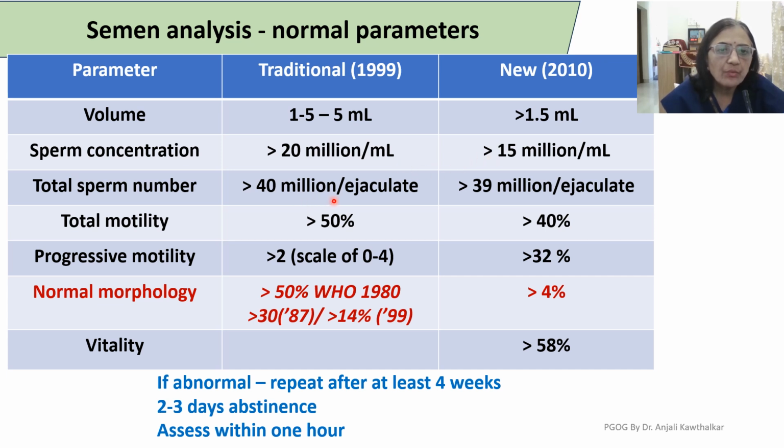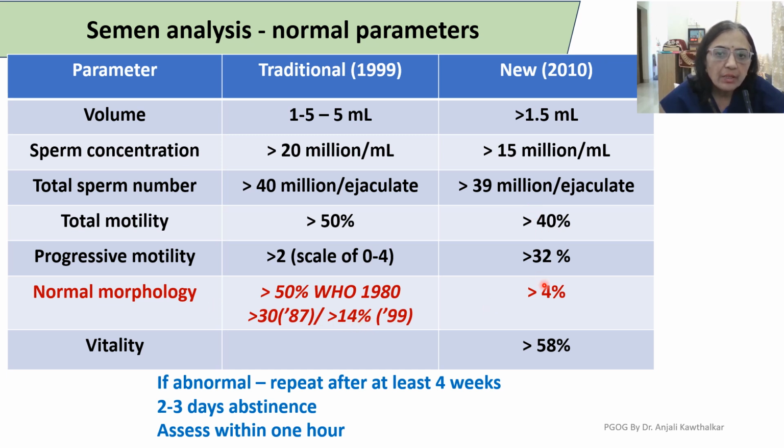Total sperm number, previously greater than 40 million per ejaculate, is now greater than 39 million per ejaculate. Total motility greater than 50% or 40%. Progressive motility greater than 2 on a scale of 0 to 4, or 32% showing progressive motility, is considered normal. The major difference is here, normal morphology. Previously, it was more than 50% should be normal in the WHO recommendation of 1988. In 1987 it was brought down to 30, and in 1999 it was brought down to greater than 14% showing normal morphology as normal.